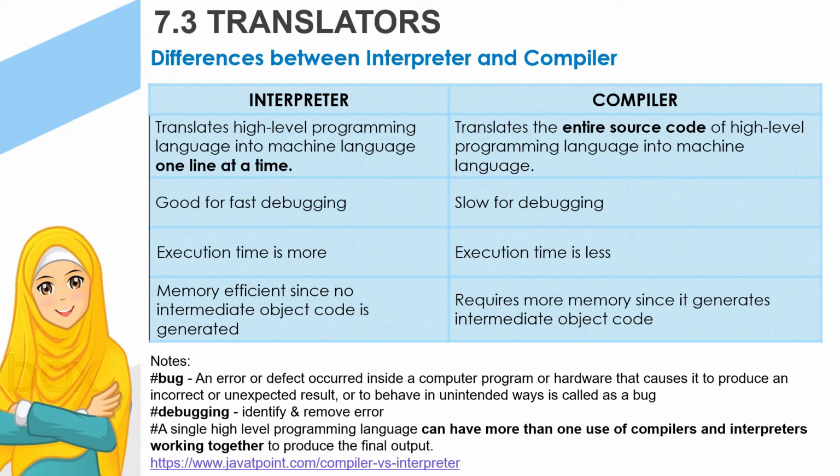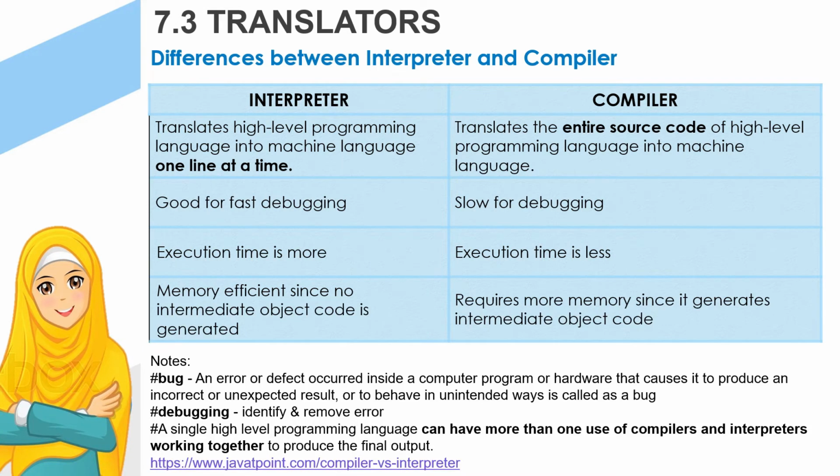So debug. So interpreter good for fast debugging, lebih cepat untuk debug ya, sebab dia line by line kan dia check. Untuk compiler ni slow for debugging. Next point yang kita boleh guna adalah execution time is more. Untuk interpreter nak execute atau nak run the program tu memerlukan masa yang lebih lama compare to compiler. Compiler execution time dia is less.